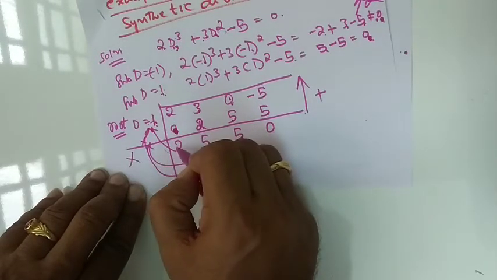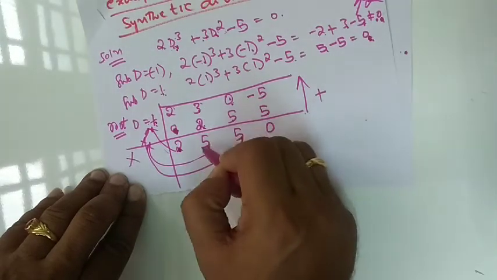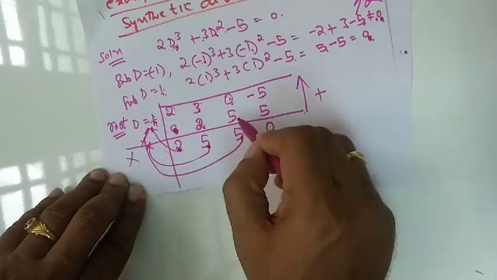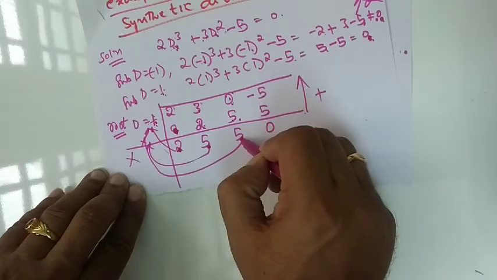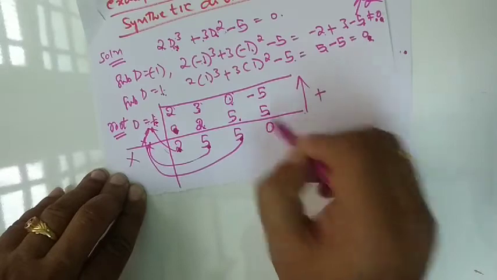2 into 1, 2 plus 0, 2. 2 into 1, 2. 2 plus 3, 5. 5 into 1, 5. 5 plus 0, 5. 5 into 1, 5. 5 plus minus 5, 0.